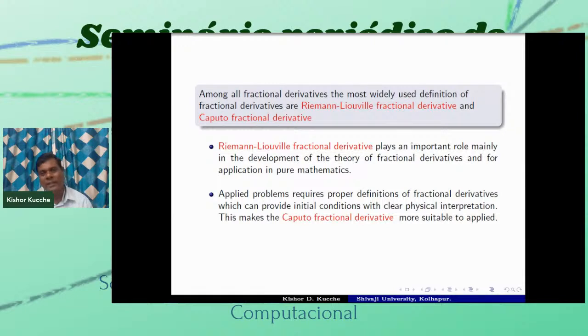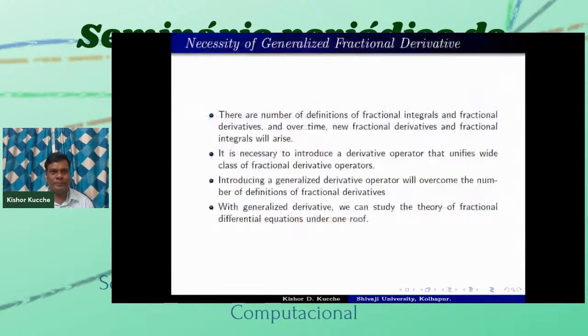We can see more than 25 definitions, near about 30 definitions, related to fractional differentiation in the literature. Among all these fractional derivatives, the most widely used definitions are the Riemann-Liouville fractional derivative and the classical Caputo fractional derivative. We know the Riemann-Liouville fractional derivative plays an important role mainly in the development of the theory of fractional derivative, and in applications related to pure mathematics, while applied problems require a proper definition of fractional derivative which can provide initial conditions with physical interpretation, and this makes the Caputo fractional derivative more suitable to apply.